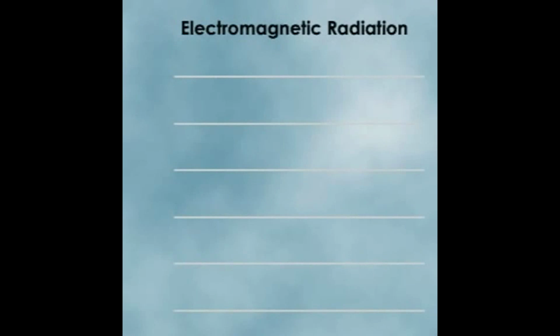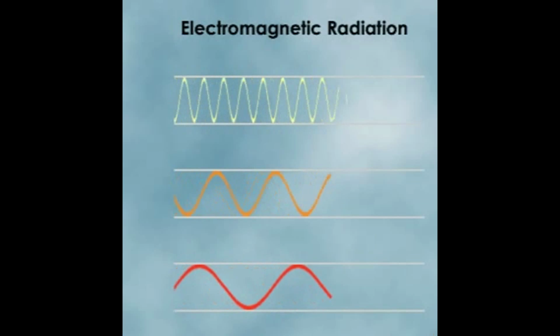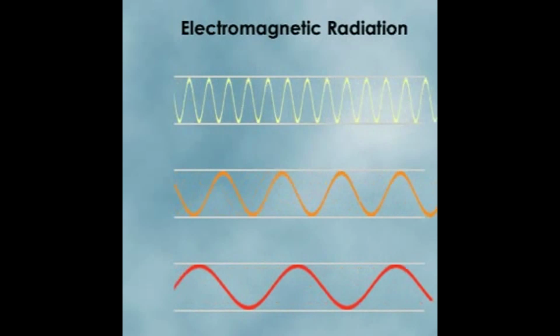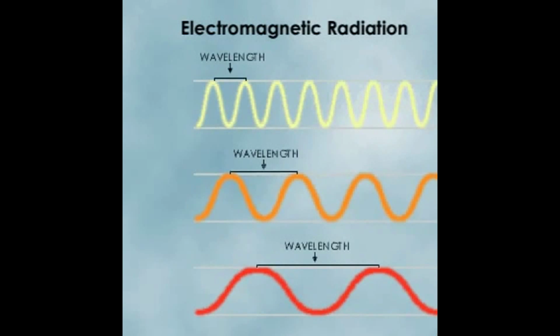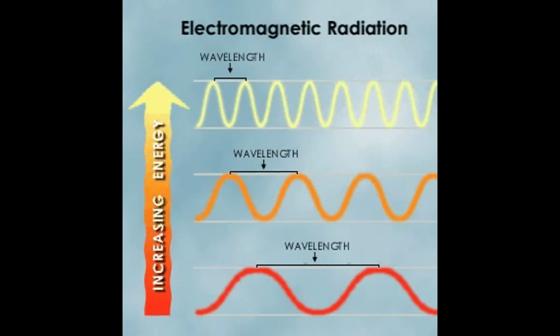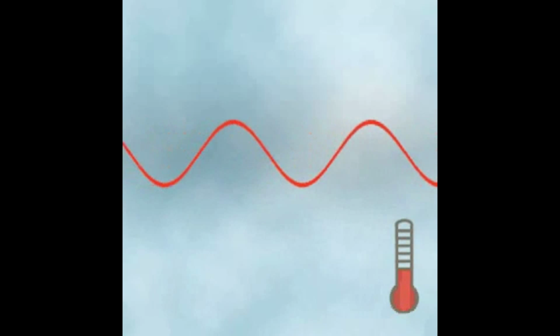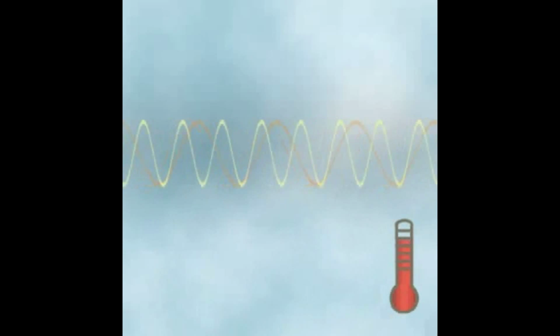Electromagnetic radiation is energy that travels in the form of electromagnetic waves. Different types of electromagnetic waves carry different amounts of energy. The shorter the wavelength, the more energy carried by the wave. The wavelength of emitted radiation is determined by the temperature of the object it comes from. The higher the temperature, the shorter the wavelength of emitted radiation.